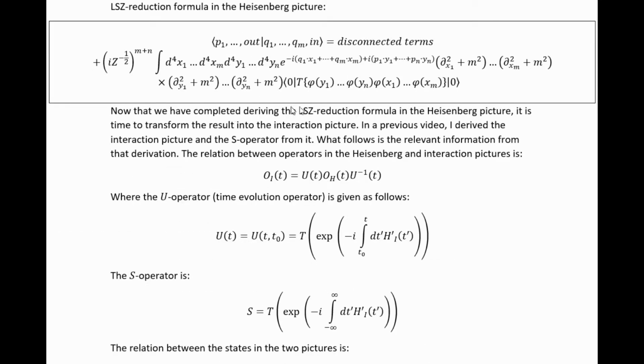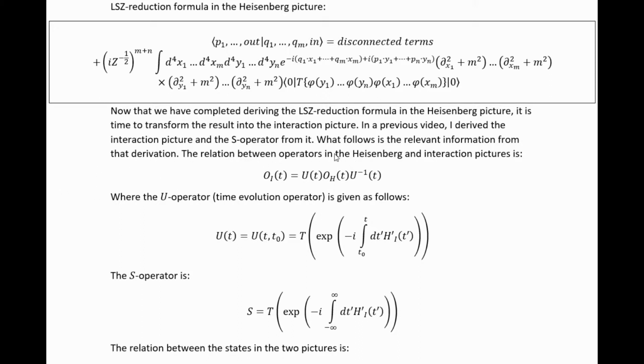Now that we have completed deriving the LSZ reduction formula in the Heisenberg picture, it is time to transform the result into the interaction picture. In a previous video, I derived the interaction picture and the S operator from it. What follows is the relevant information from that derivation.